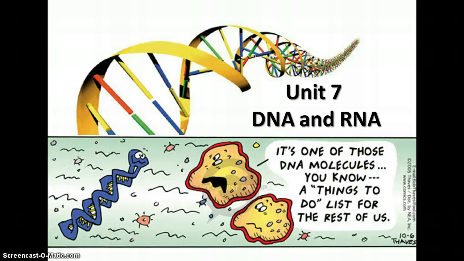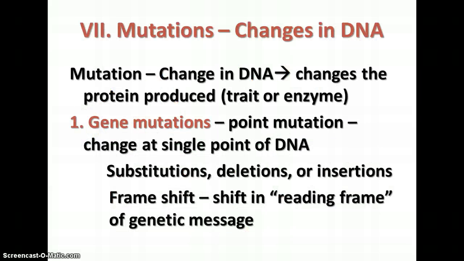This is the last set of notes on the Unit 7 DNA and RNA. This one is about mutations. So mutations are changes in the DNA, and when you change the sequence of bases in DNA, you're going to change the protein produced, which will usually have an effect on a trait or an enzyme or whatever the protein is programmed to do.